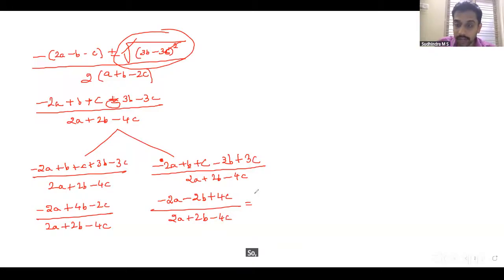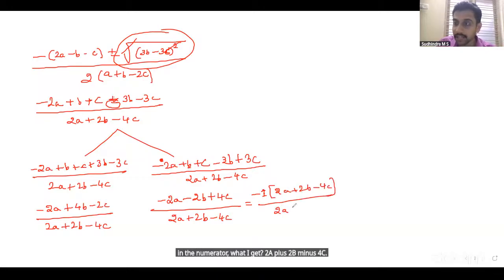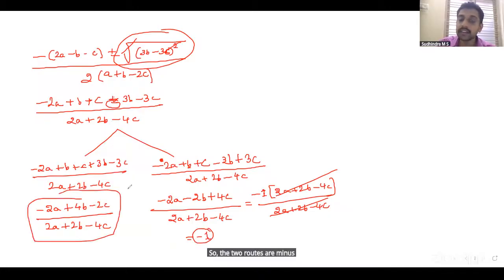In the numerator, if I take minus 1 common, what do I get? 2a plus 2b minus 4c divided by 2a plus 2b minus 4c. Both get cancelled. So what is the root here? Minus 1. So the two roots are minus 1 and this. Since we have minus 1 in the options, that is the answer.